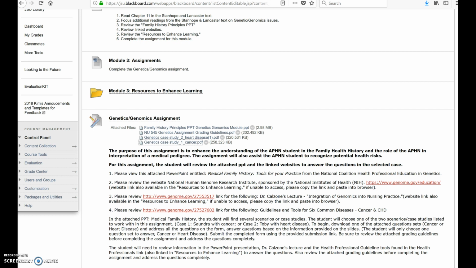When you look through here, there's going to be several websites that you can go to, and the links should be live, but if you have trouble with that, then please just copy and paste the link into your browser so you can go to it. But what you need to do first is review the PowerPoint that you see here first.